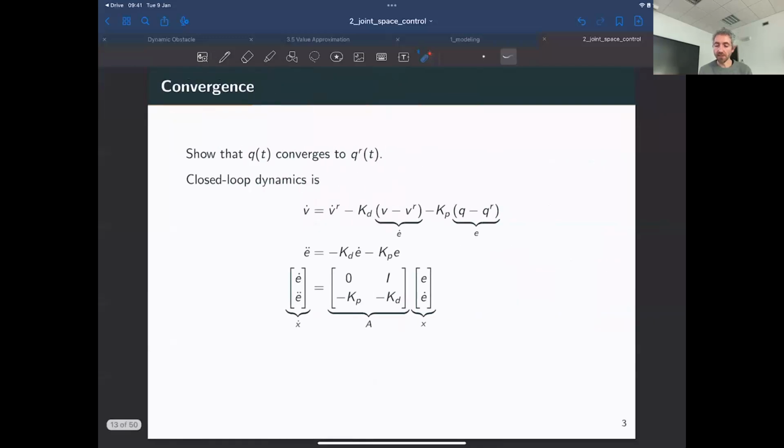We can write this as a linear dynamical system by introducing this augmented vector X that contains both E and E dot. And once this is in the linear dynamical system format, then we know how to analyze the stability of the system by simply computing the eigenvalues of this matrix A. We know if the eigenvalues have a negative real part, then the system is stable. So we get convergence to 0. And since the state contains both E and E dot, it means that the error goes to 0.